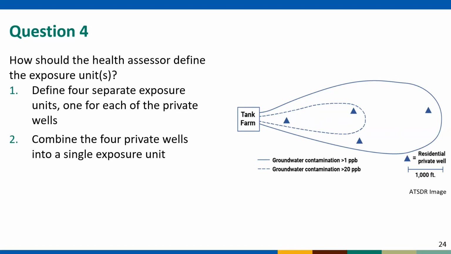For this example, let's assume that the health assessor has already determined that ingestion is a completed exposure pathway and that drinking water contamination levels are highly variable across the 4 homes. Given this information, I'd like to ask you how a health assessor should define exposure units to appropriately evaluate exposures for residents who drink from those 4 private wells. And we'll provide you with 2 possible options. The first option is to define 4 separate exposure units, one for each of the different private wells. The second option is to combine the 4 private wells into a single exposure unit.